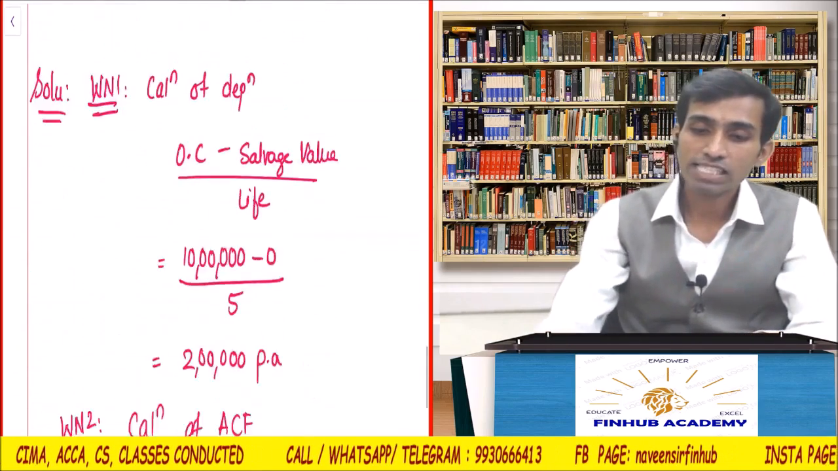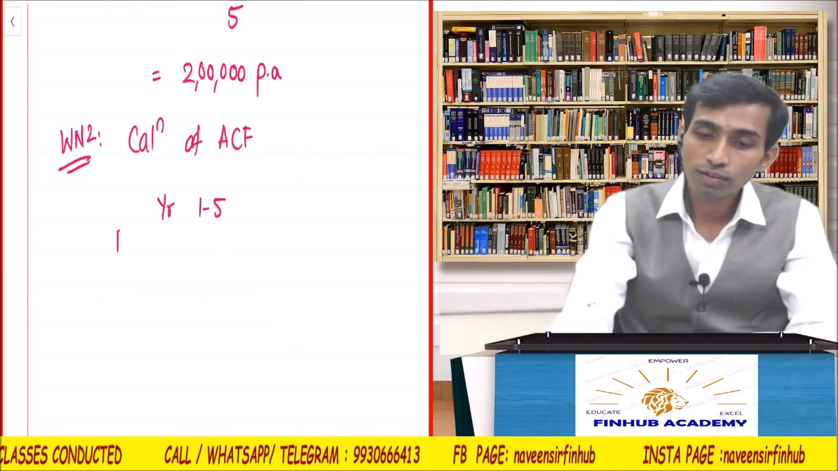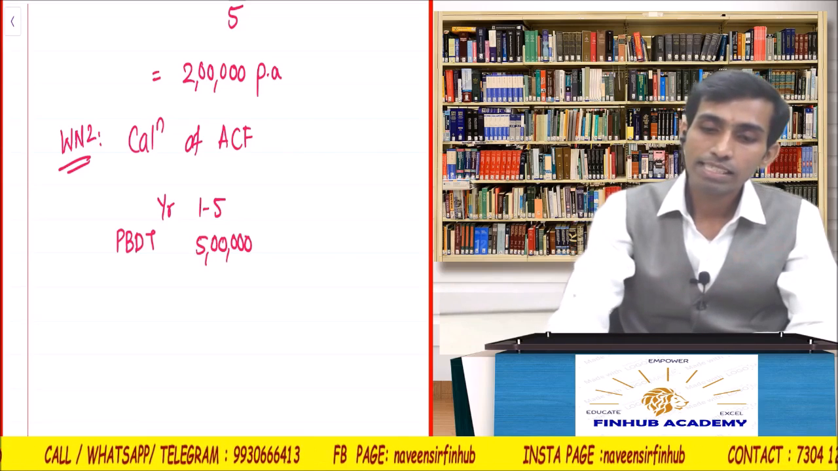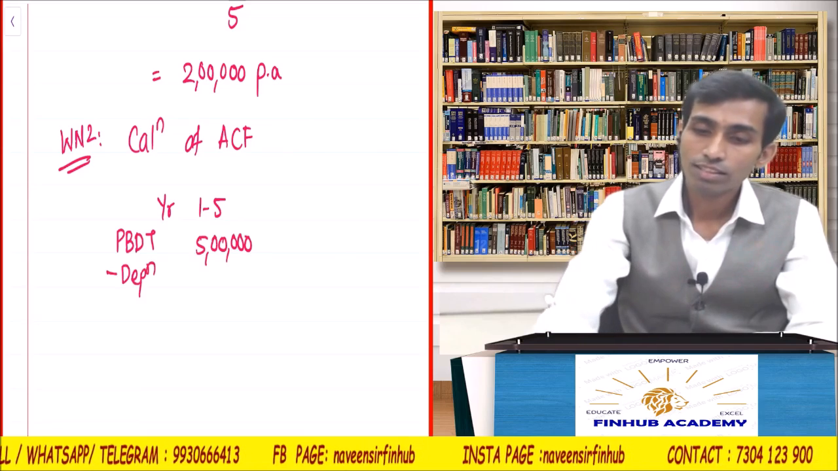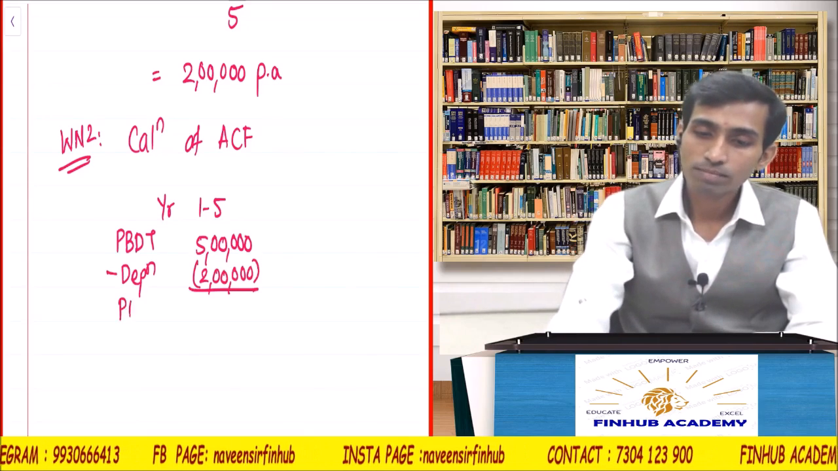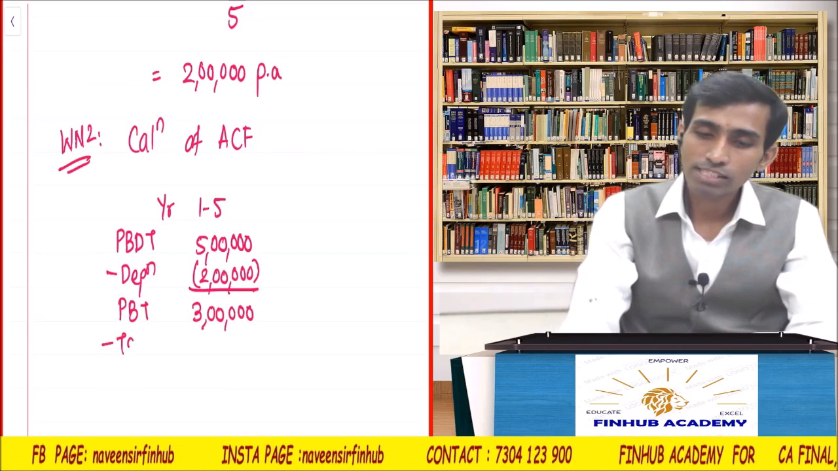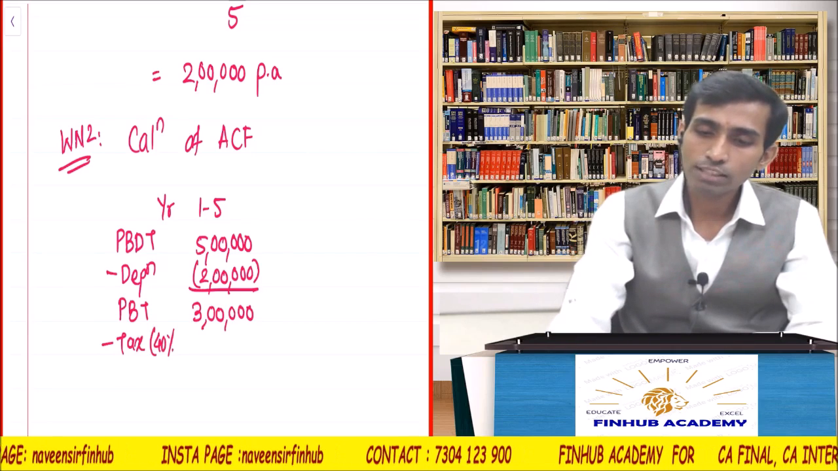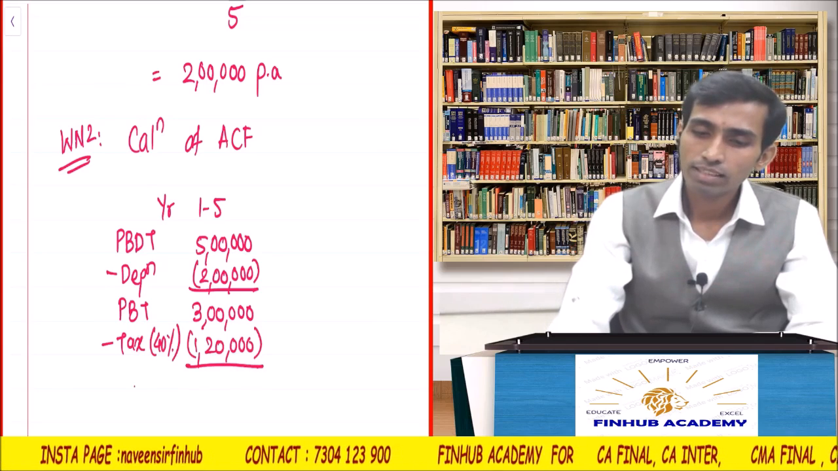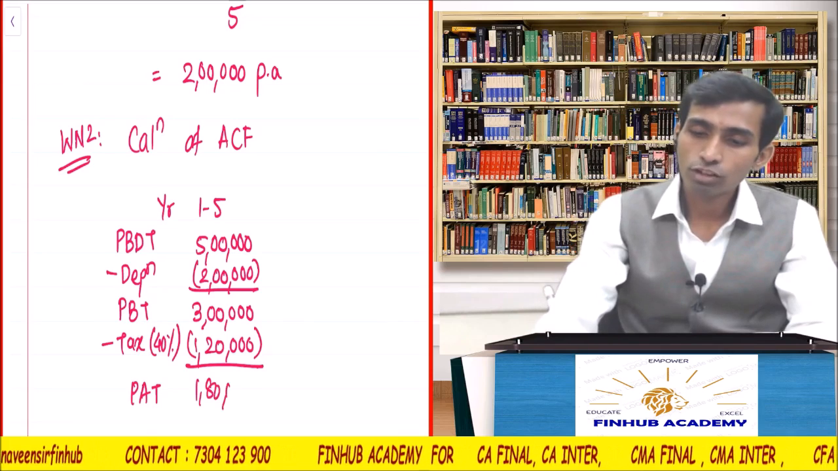Yes. So listen, working note number 2, annual cash flow, year 1 to 5. PBDT is 5 lakhs minus depreciation of 2 lakhs. PBT is 3 lakhs. Tax rate was 40%, so 40% of 3 lakhs is 1 lakh 20 thousand. You have to be quick. Maintain your speed. 1 lakh 20,000. Very good. What will I add back?